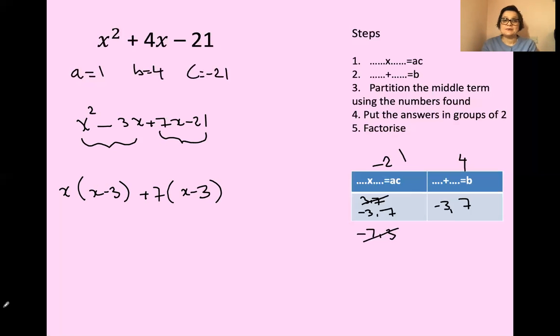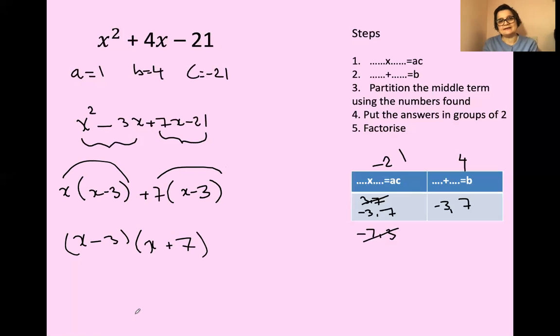Okay, and now what is common for both terms? x minus 3, so the whole bracket. So put x minus 3 on the left-hand side, open the bracket. What is left for the first term? So all this is a term, and all this is a term. So x minus 3, open the bracket, x plus 7. And there you go. And this is how we factorize.